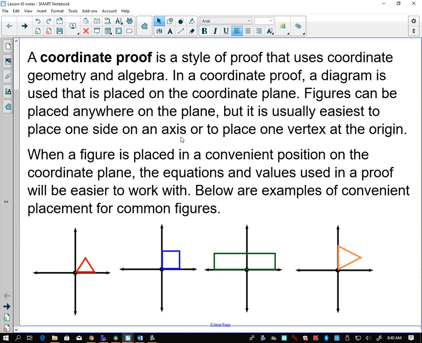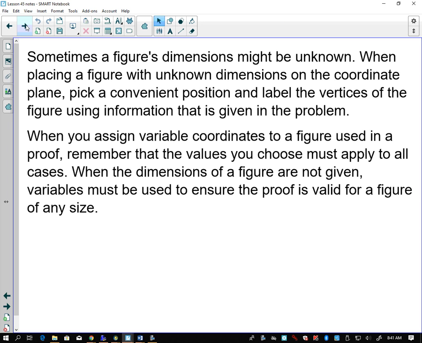Just looking at different ways of looking at it, you could put a triangle with a vertex at the origin, and it's shown in contrast to the first triangle that you see furthest to the left. When a figure is placed in a convenient position on the coordinate plane, the equations and values used in a proof are going to be easier to work with. So what you're seeing down here are examples of convenient placement for common figures. You don't have to put them there, it just makes it way more convenient to work with.